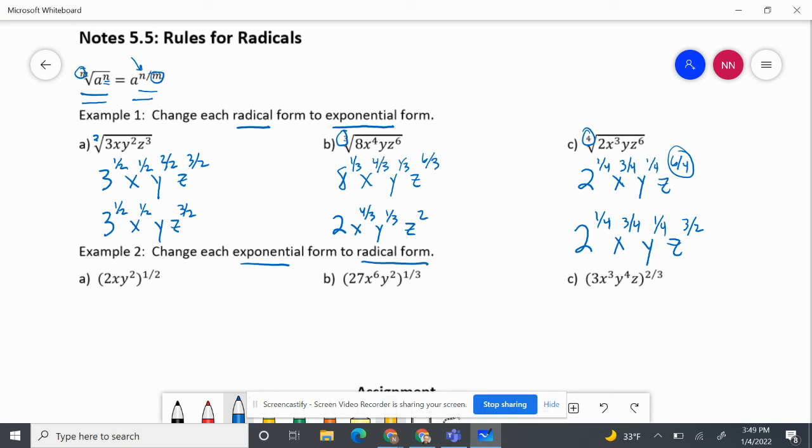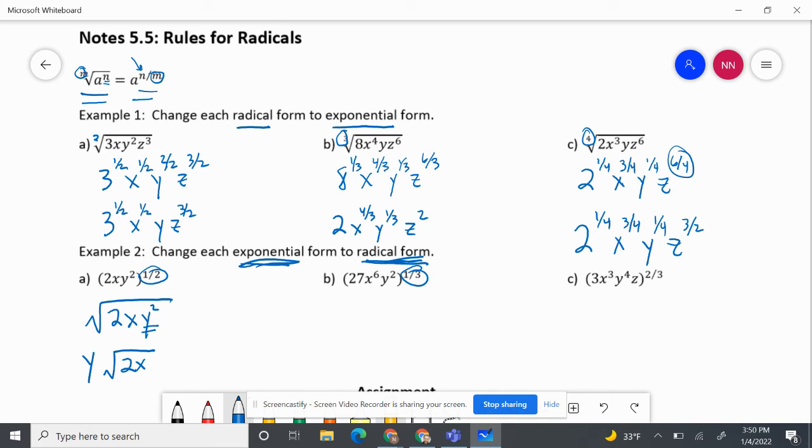Now we're going to do the converse. We're going to take the exponential form and turn it into radical form. Since this is a 1/2, we're going to take the square root of 2xy squared. Now we're going to simplify it. The square root of y squared is just y. So we take it out and we put y square root of 2x. And that right there is our answer.